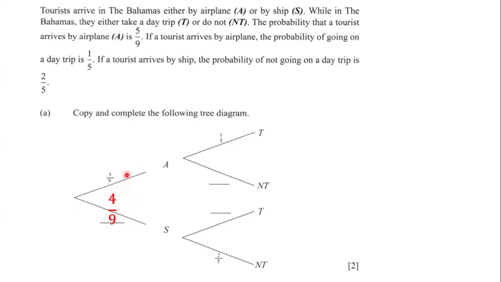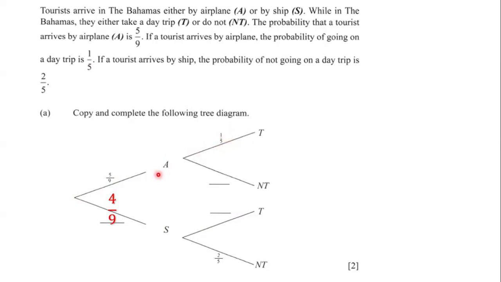Okay, so let's say the tourists arrive by airplane. What's the probability that they take a day trip? It says, while in the Bahamas, they either take a day trip or do not. If they arrive by airplane, then the probability of them going on a day trip is 1 over 5. So that's why we have 1 over 5 here.